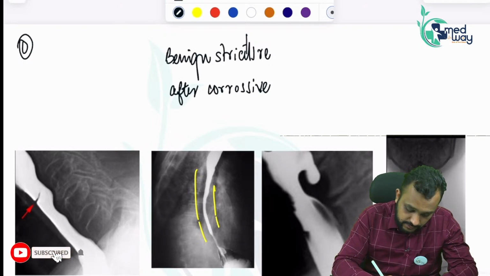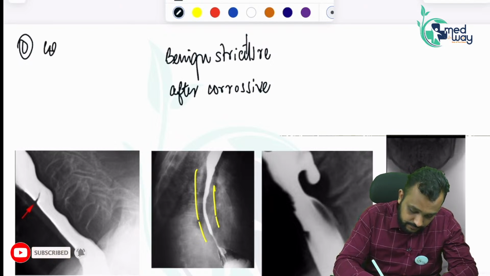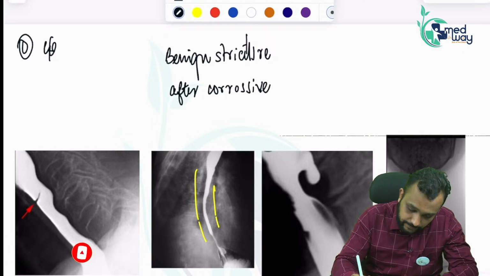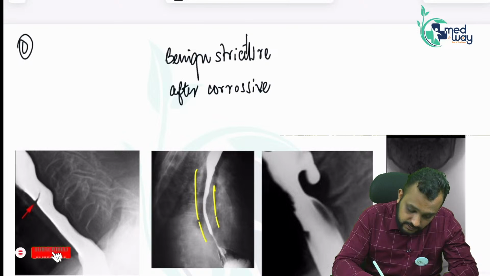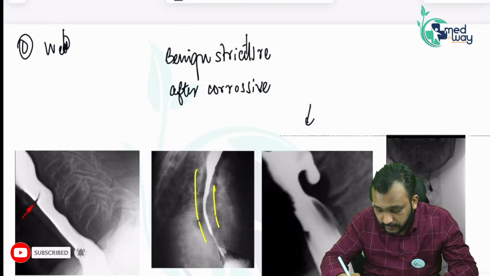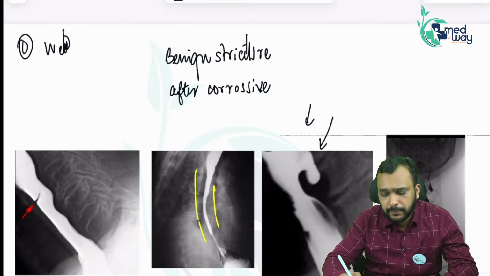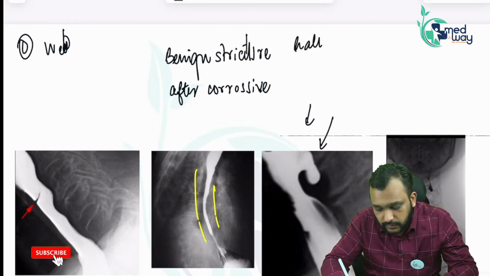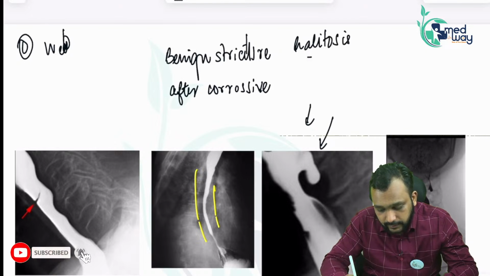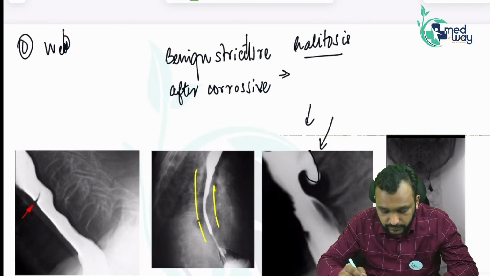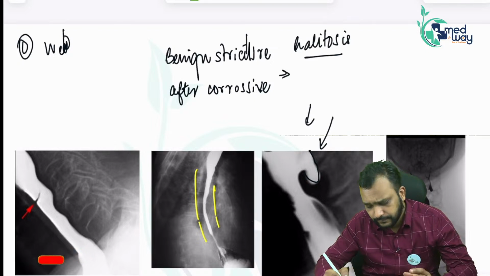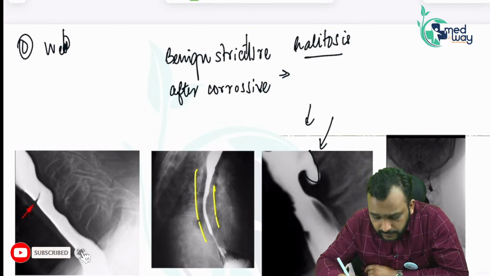The first image is that of an esophageal web. It is associated with Plummer-Vinson syndrome. Third image, you can see that there is a diverticulum. The patient will present with halitosis, and there is a diverticulum arising from the posterior aspect of the esophagus. So this is your Zenker's diverticulum.